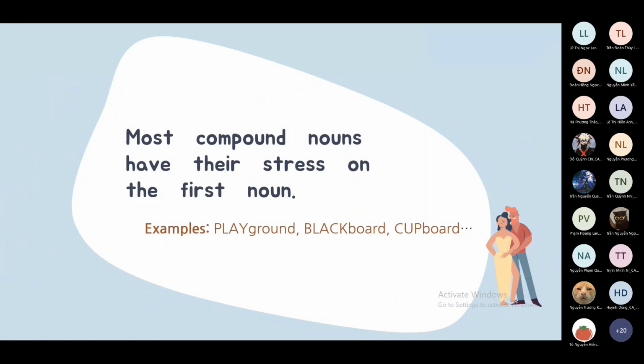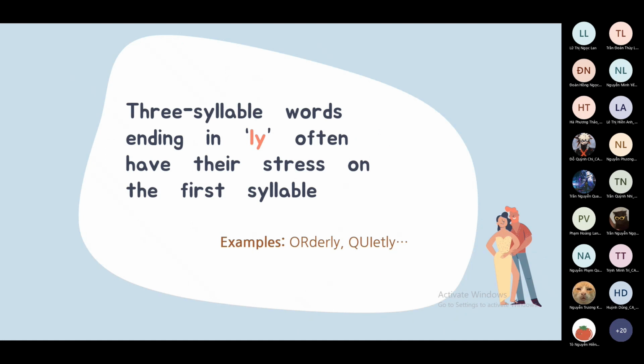And the fifth point is most compound nouns have their stress on the first noun. For example, we have playground, blackboard, cupboard, etc. And the final point we want to give you is that with the three syllable words ending in "ly", they often have their stress on the first syllable. For example, orderly, quietly, or recently.